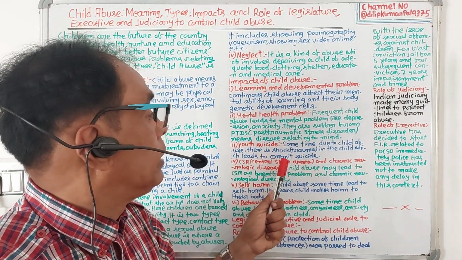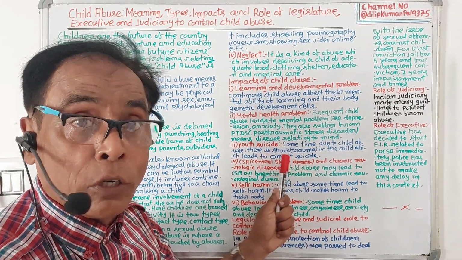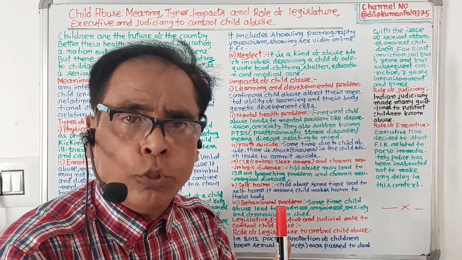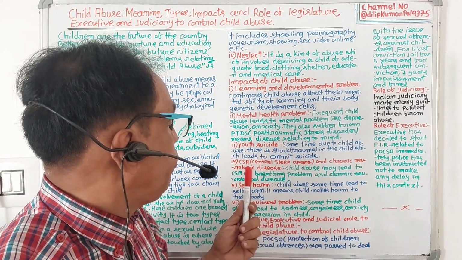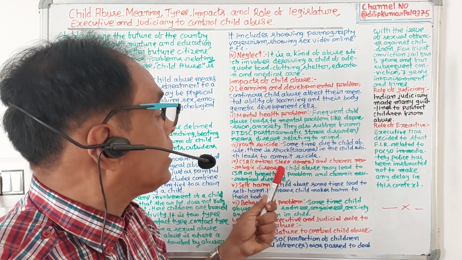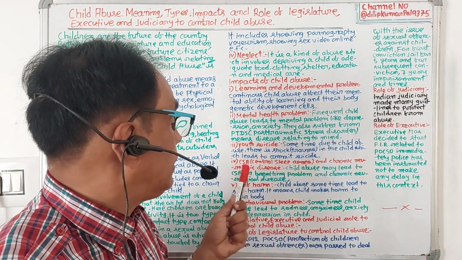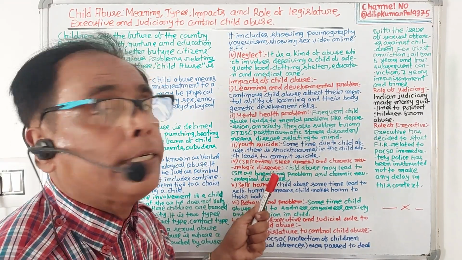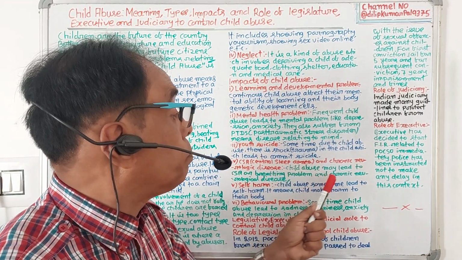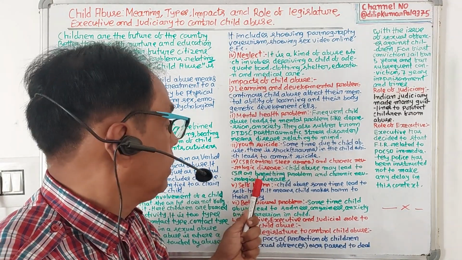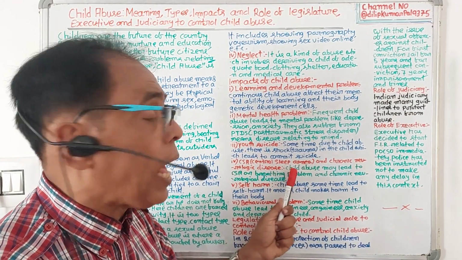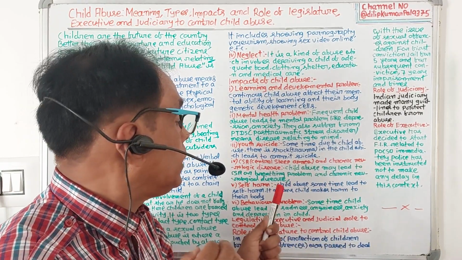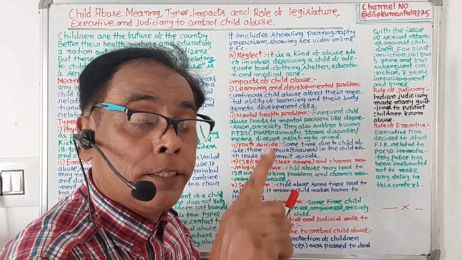Then youth suicide. Sometimes due to child abuse, there is shock and trauma in the child, which leads to suicide. Then fourth, CSA, Central Sleep Apnea, and chronic neurological disease. Child abuse may lead to Central Sleep Apnea, where apnea means breathing problem, and chronic neurological disorder, meaning a problem in his nervous system.